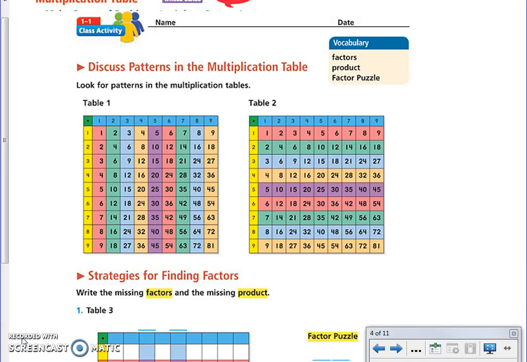So right now I'm looking on page 5 of your activity workbook. If you need to pause this so that you can get it out and work from it, make sure you grab that. Remember, you can pause the video at any time.